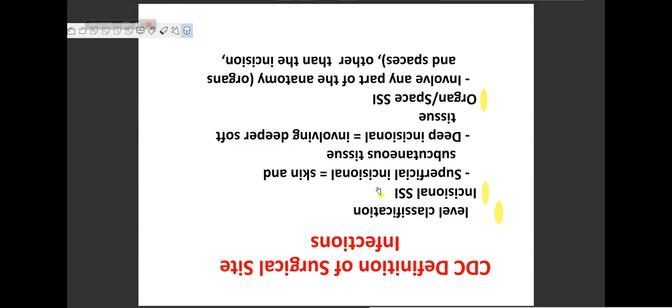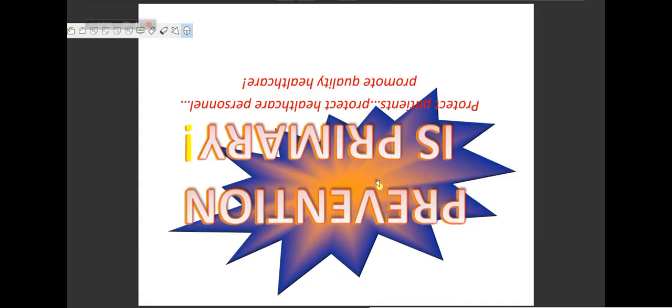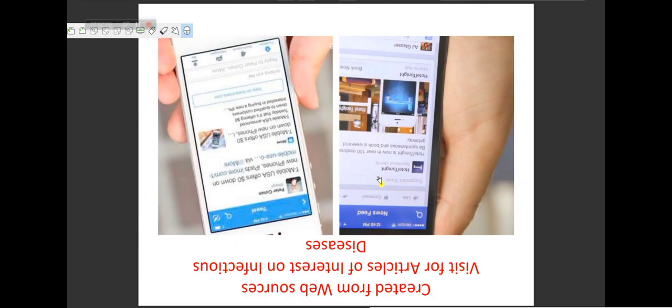Each and every one. And the CDC definition of surgical site infection: this is the level of classification. The incisional SSI is superficial incisional, involving skin and subcutaneous tissues, and deep incisional, involving deeper soft tissues. Organ space SSI involves any part of the anatomy, organ, and spaces other than the incision. Frequent washing of hands saves several lives universally, and prevention is primary. The first step is prevention; it will protect the patient, protect the healthcare personnel, and promote the quality of healthcare.